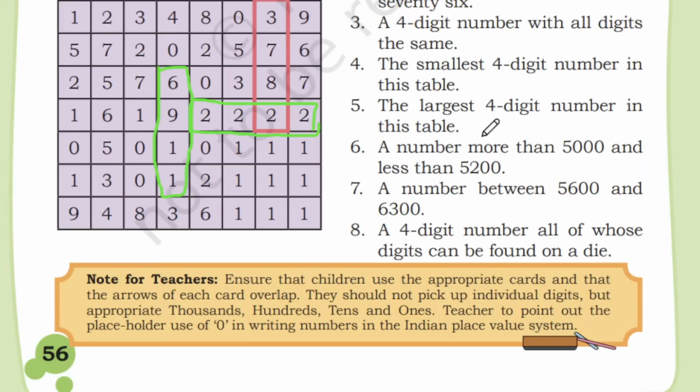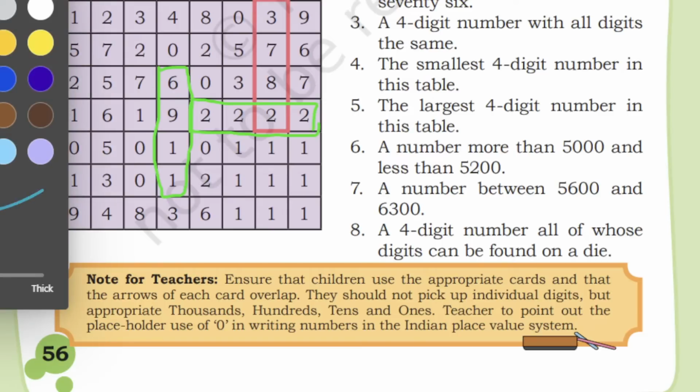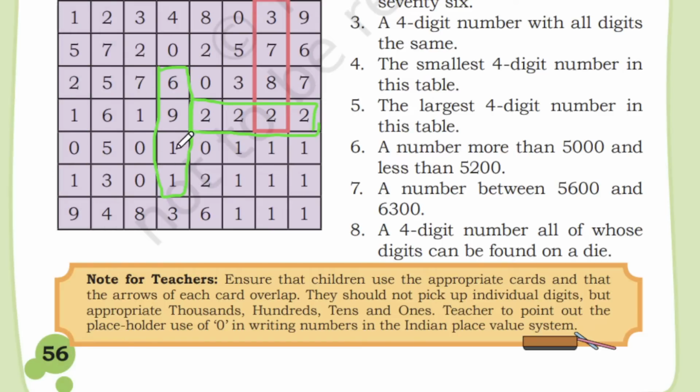The largest 4-digit number should start with 9. So I'll change the color to blue. 9911 or 9222, or if you go across this side also, you can do it. So only the numbers with 9. Let's see if there are any other 9s. 9400, and here we have 9483 that you can mark.